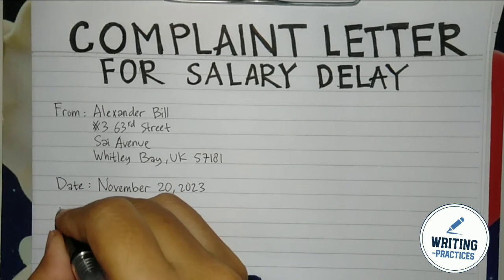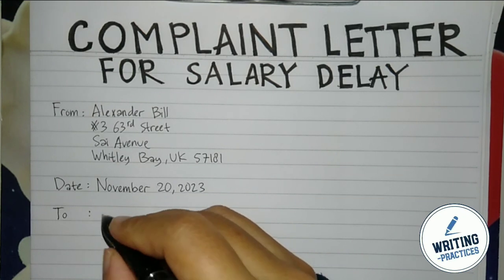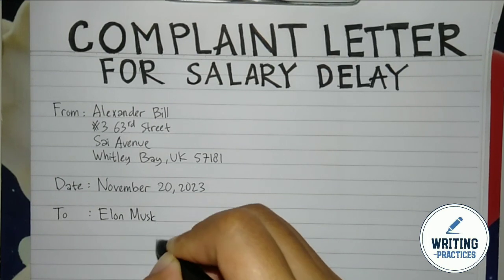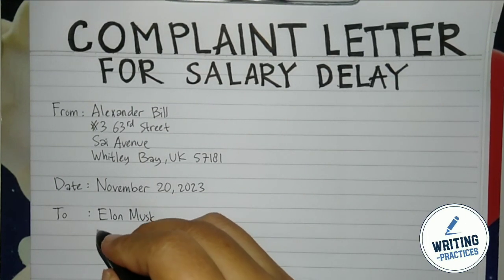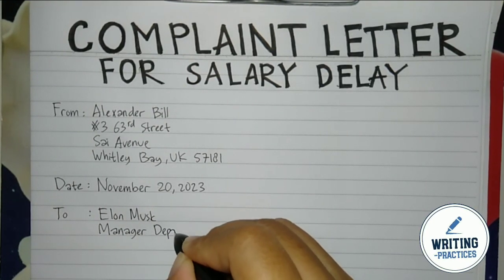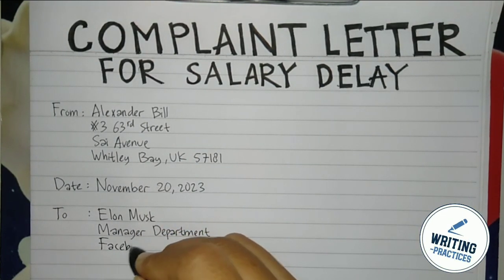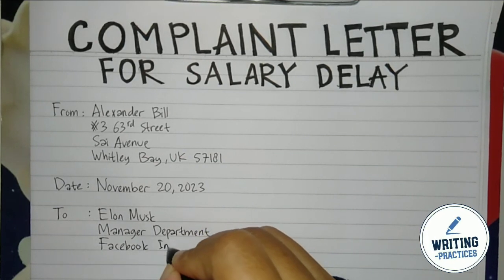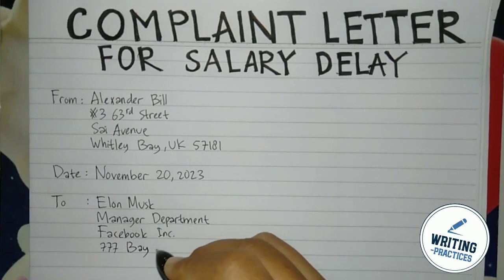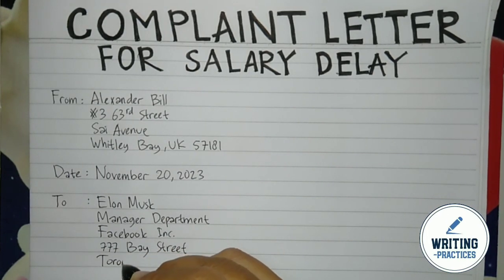Now, you can write personal information about the recipient. In this example, the letter is addressed to the manager. So, write the full name of the manager. In this example it is Elon Musk. And write his or her title or occupation in the company. In this example it is manager department. And write the company name. After that, write the address of the office or company. Don't forget to mention the number, street, city, state, and zip code.